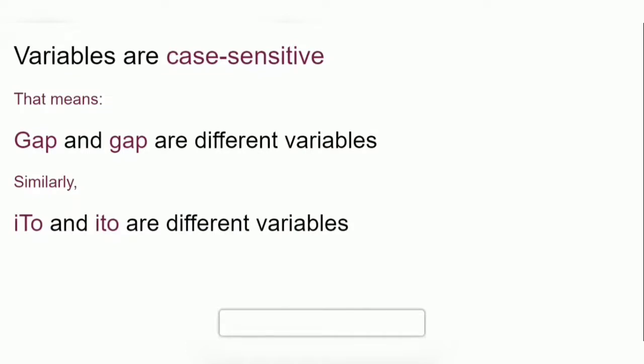Variables are case sensitive. That means capital GAP and small gap are different variables. Similarly, capital I TO and small i to are different variables.